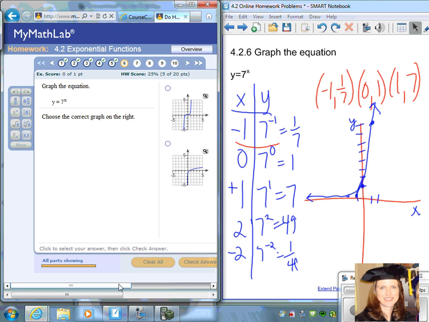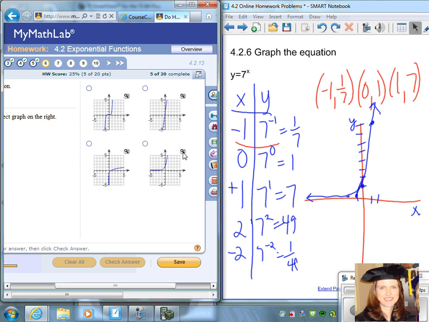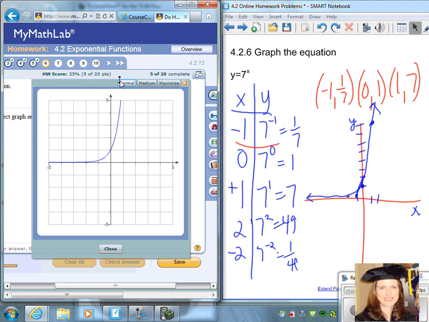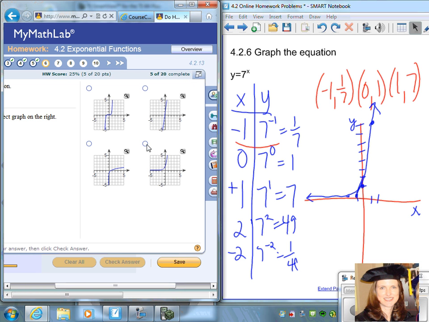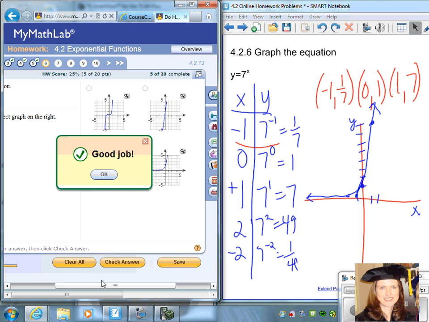You can compare our graph. It looks like this choice here. You see that exponential growth. That is typical for these exponential equations, either starting out flat and growing exponentially, or maybe starting off really high and then decaying exponentially, getting slower and slower. So I'm going to choose that one and check my answer.